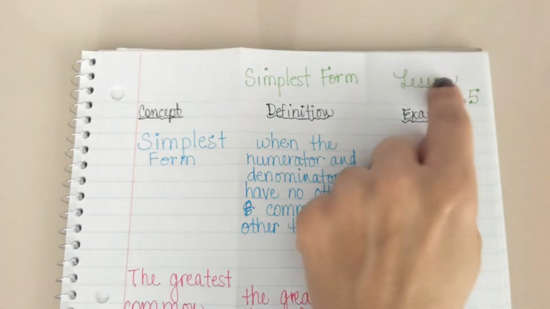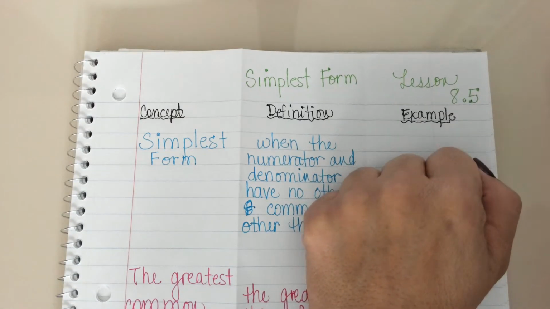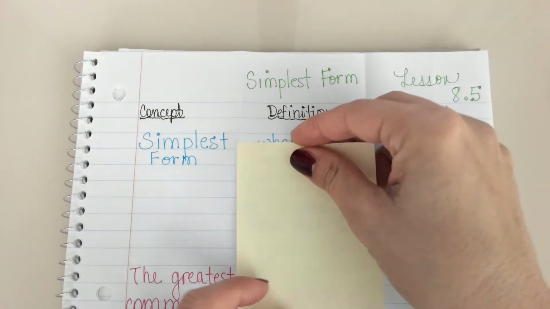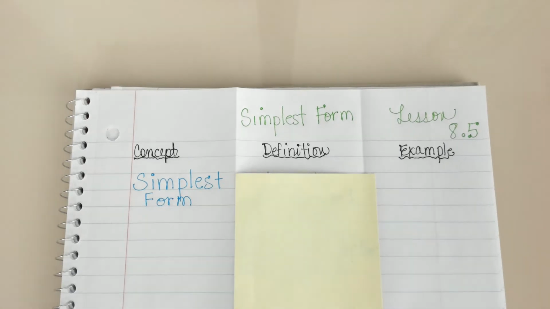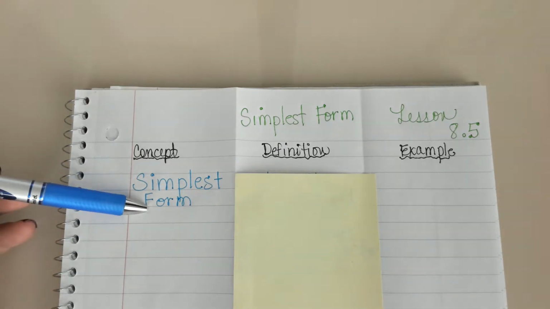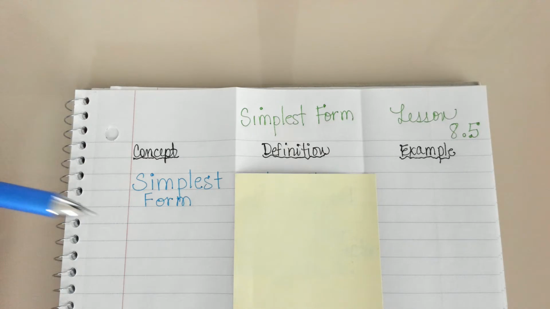Today's lesson is lesson 8.5, simplest form with fractions. Our first term that we're going to work with is simplest form. I'm going to put some examples up before I continue.